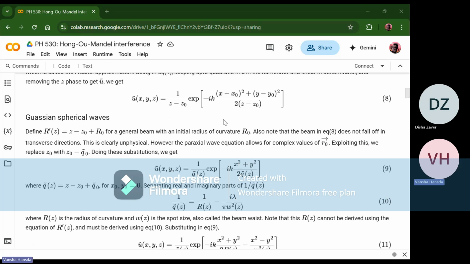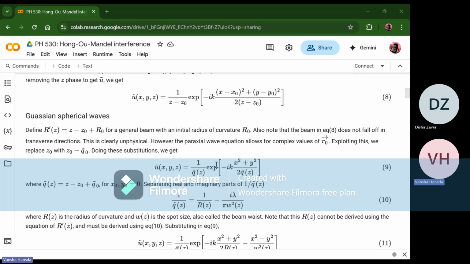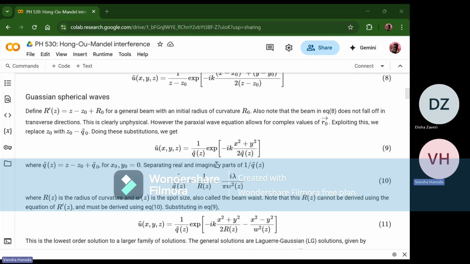So if I use this property, I can replace z naught with z naught minus q naught riddle, where I allow q naught riddle to be a complex number. And by this substitution, I get this form if I keep x naught and y naught 0, and q riddle z equal to z minus z naught plus q naught riddle. So if I separate the imaginary and real parts of 1 upon q of z, I get this. I can separate out like this.